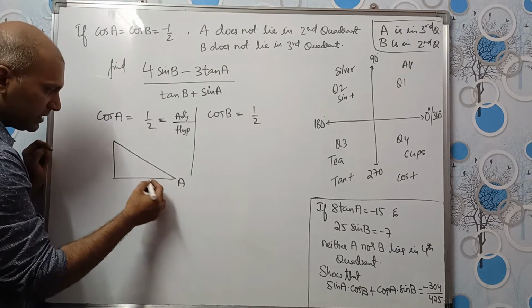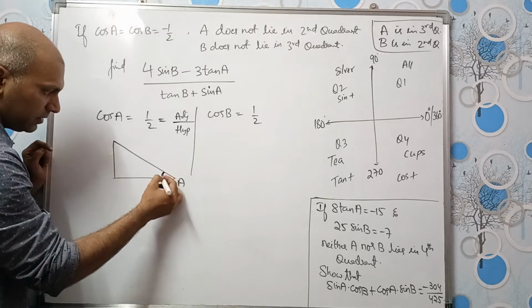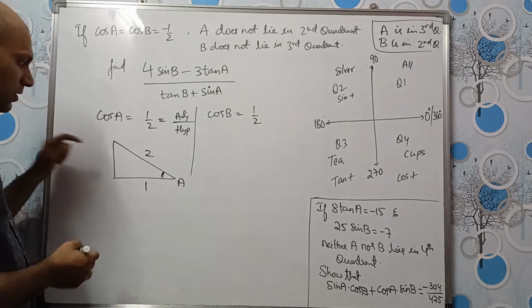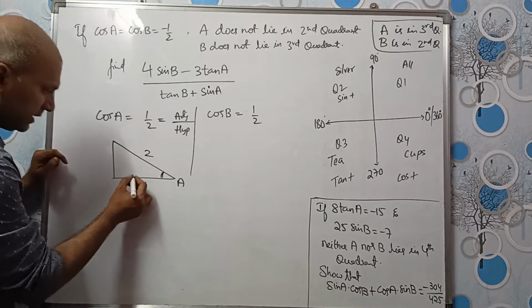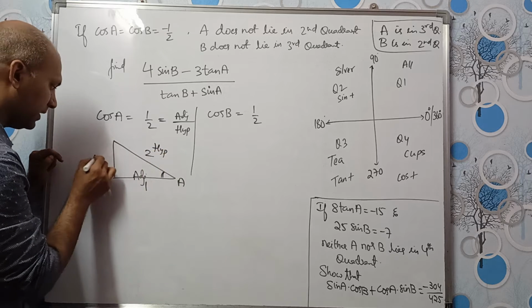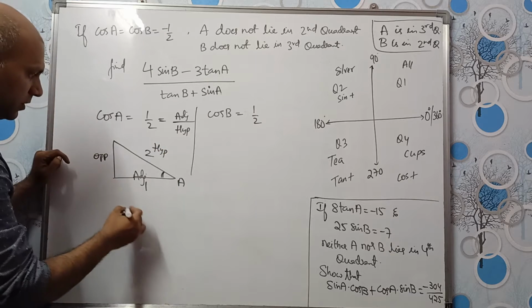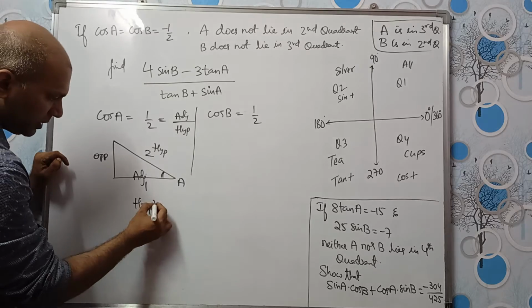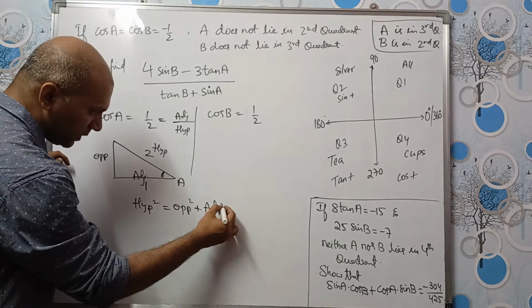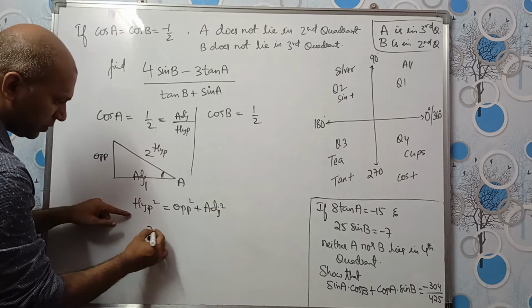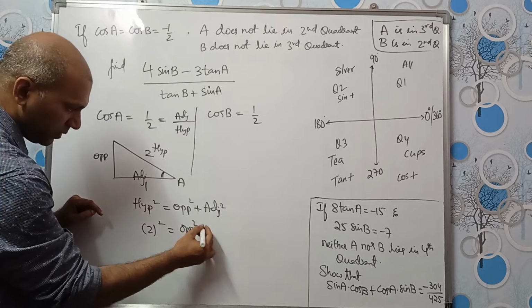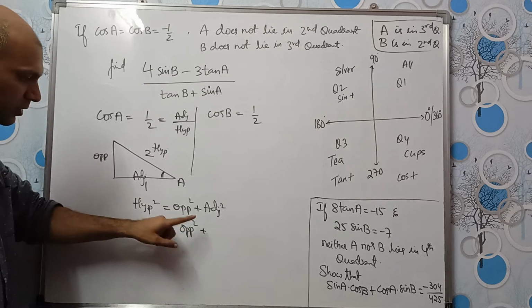Okay. So adjacent to this angle is this one and hypotenuse is 2. We should find the opposite side. See, this is the adjacent side and this is the hypotenuse. We should find the opposite side. So if we apply Pythagoras theorem, hypotenuse square is equal to opposite square plus adjacent square. So hypotenuse square is 2 square. Opposite, we don't know, we are finding that. So let it be opposite square.